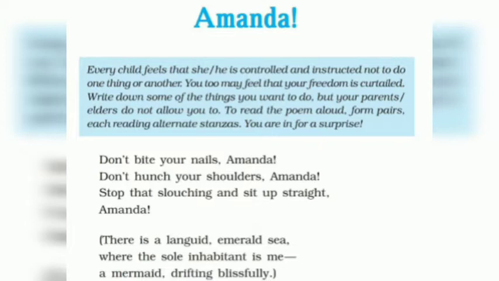Alliteration is when two or more words which are close together start with the same consonant sound. And here in the line, stop that slouching and sit up straight, all these four words, stop, slouching, sit, and straight, start with the same consonant sound S. So it is alliteration. Next poetic device is allusion.